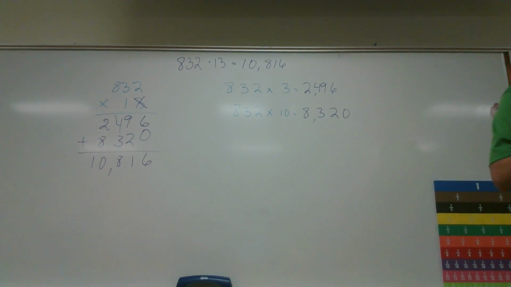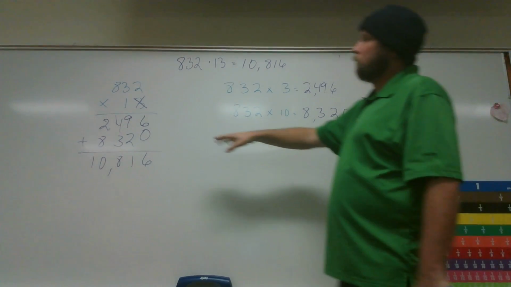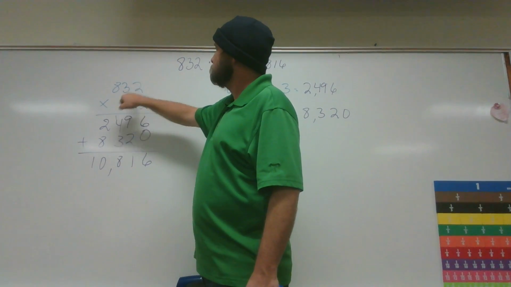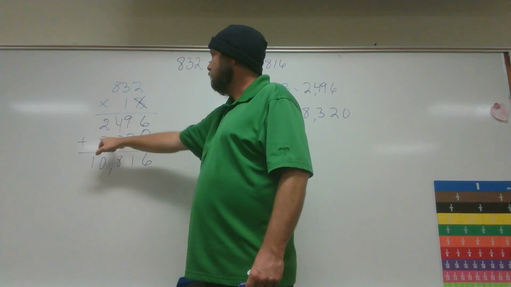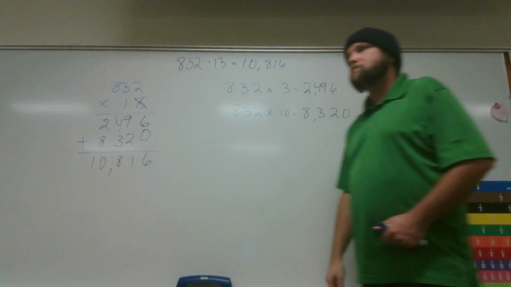I got 830. How did you get that? Because all you do is put your 0 there, and then 1 times 2 is 2, 1 times 3 is 3, 1 times 8 is 8. Did you forget your 0?